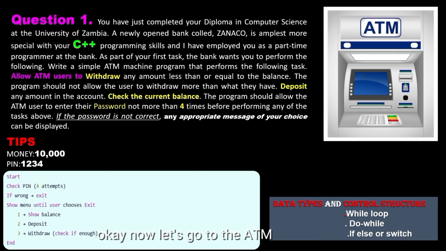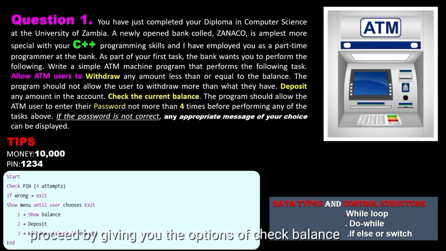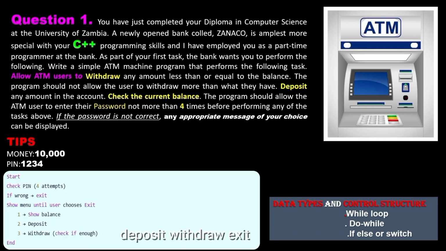Now let's go to the ATM. You insert your card and enter the pin. You have up to 4 attempts. If you enter it incorrectly 4 times, according to the question, the card is blocked. If correct, the ATM shows the main menu with options, the way it does in real life. If the pin is correct, it will proceed by giving you the options of check balance, deposit, withdraw, and exit. Having done so in our mind, let's now go back.